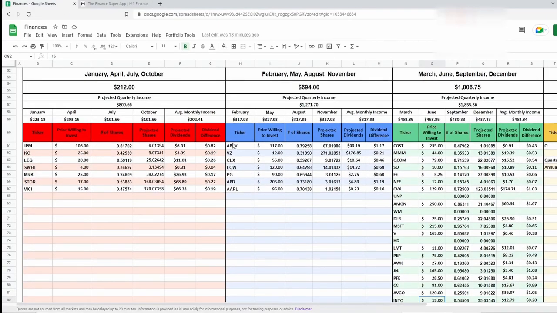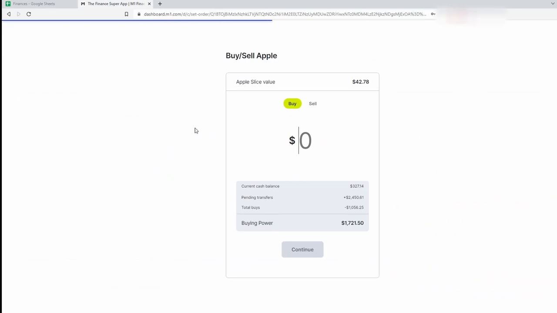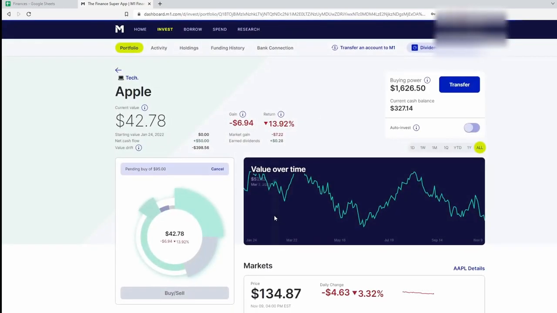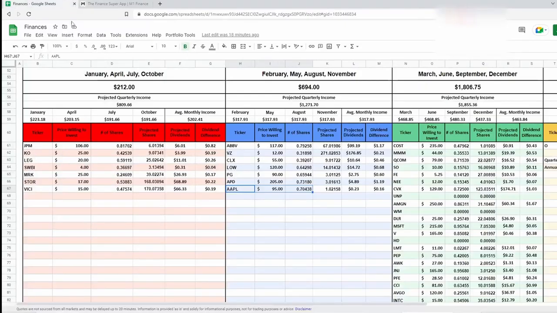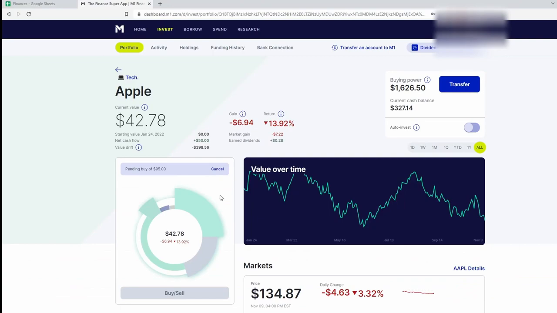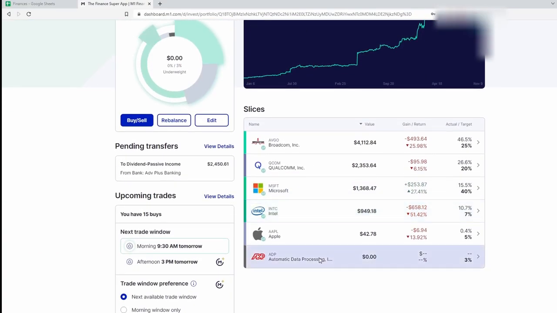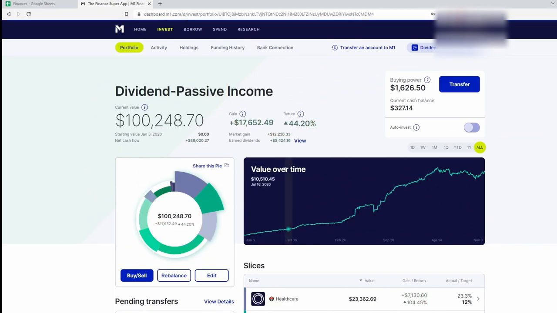And for Apple, actually, Apple pays on February, May, August, and November. And I have to put in $95. Okay, $95 into Apple. Very, very nice. Hey, at least that will lower my cost basis a little bit. That's actually very, very good. Let me just make sure of that one more time. $95 into Apple. Very, very nice. Okay, and that pretty much does it for the tech sector.